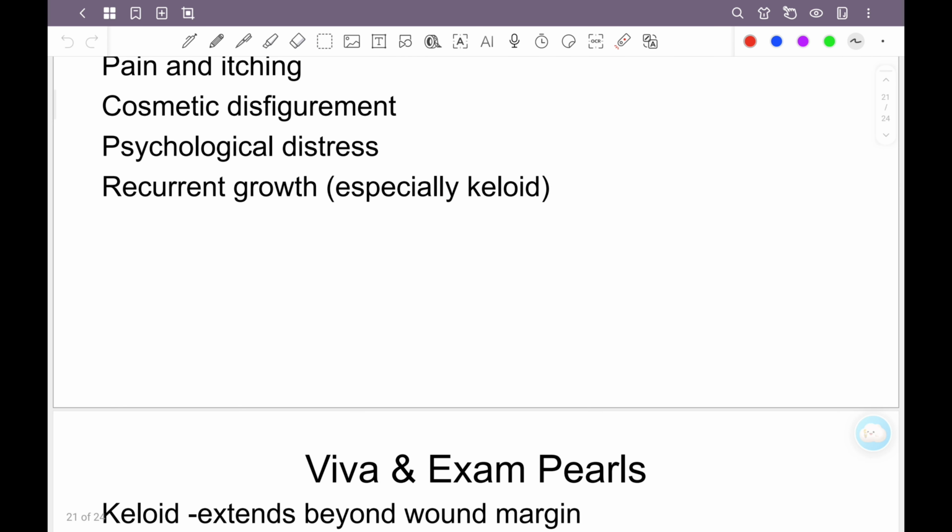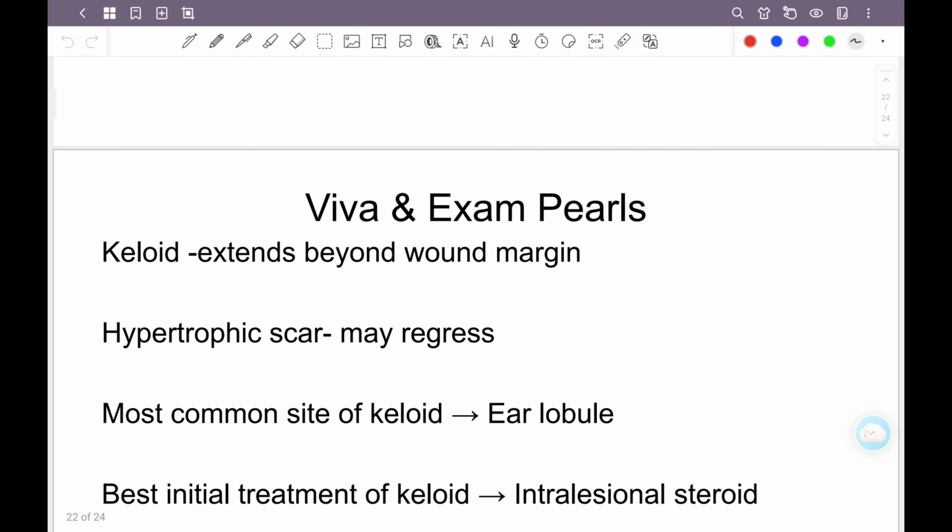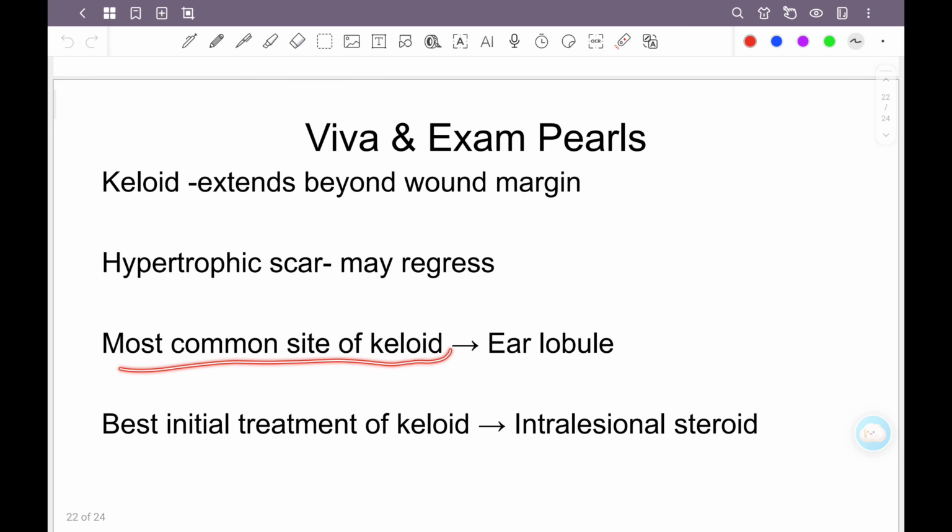For the exam, always remember keloid extends beyond the wound margin, whereas hypertrophic scar remains within the wound. Hypertrophic scar may undergo regression, but keloid is progressive. The most common site for keloid is the ear lobule, but hypertrophic scar can occur anywhere. The best initial treatment for keloid is intralesional steroid.